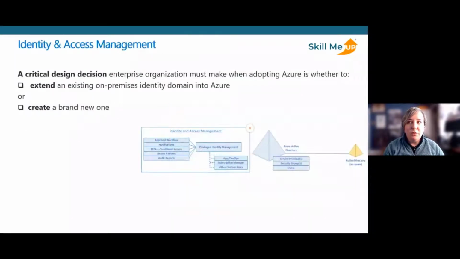So stemming forward from the identity and access management components here, the critical design consideration is figuring out if you need to extend an on-premises identity domain into Azure, or if you're going to create a brand new one and maybe have some sort of forest trust between on-premises and Azure. I'll tell you, most of the customers I've worked with over the years choose the very first example. The very heavily security-minded folks are a little bit more in the minority, but I have seen customers build out a brand new forest inside Azure that trusts on-premises environments.